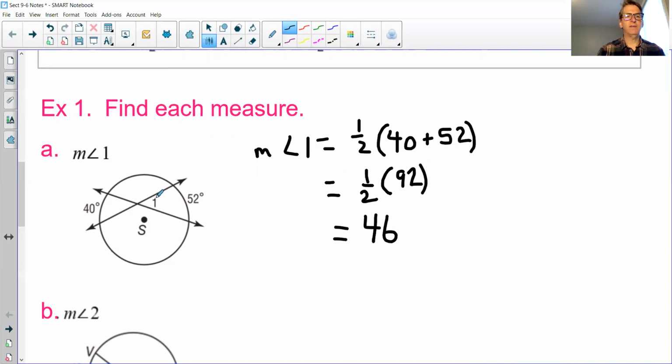So it's inside the circle. So this angle, the measure of angle 1, is equal to 1/2 of the 40 plus 52.